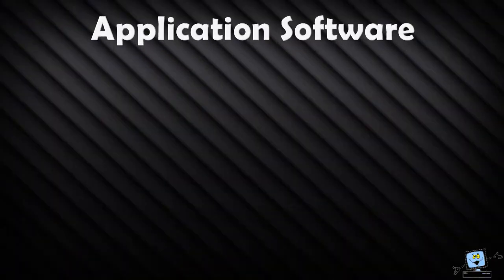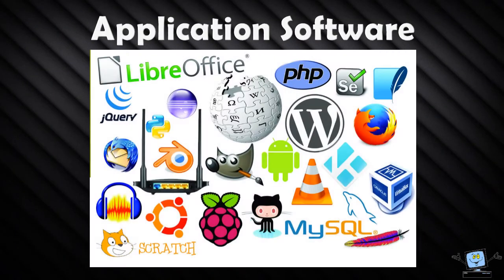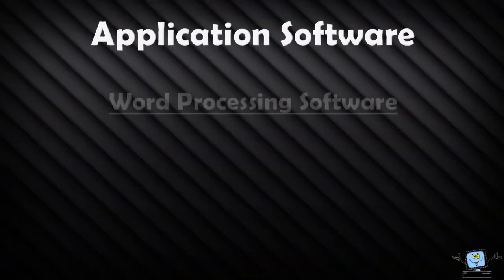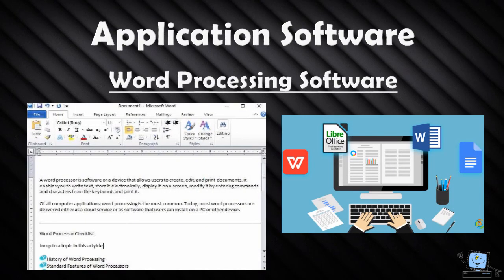Next is application software. It is used to perform specific tasks. Some application software are described as follows. Word processing software. It is used to type, edit and format text documents like poems, stories, letters, applications, and so on. For example, Microsoft Word and Apple Works.